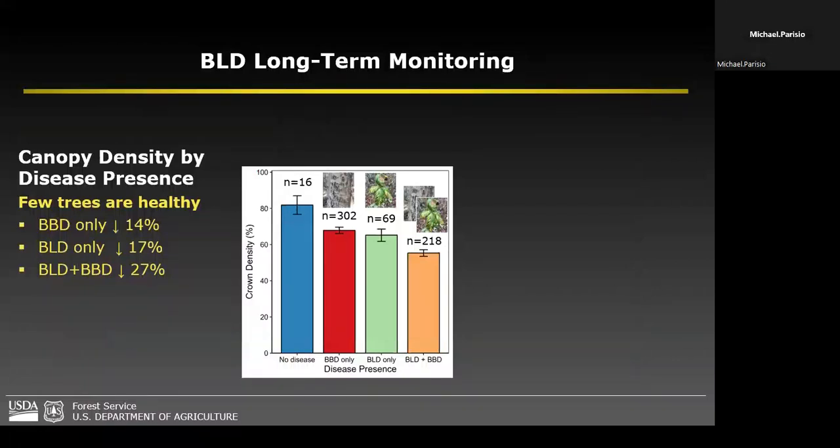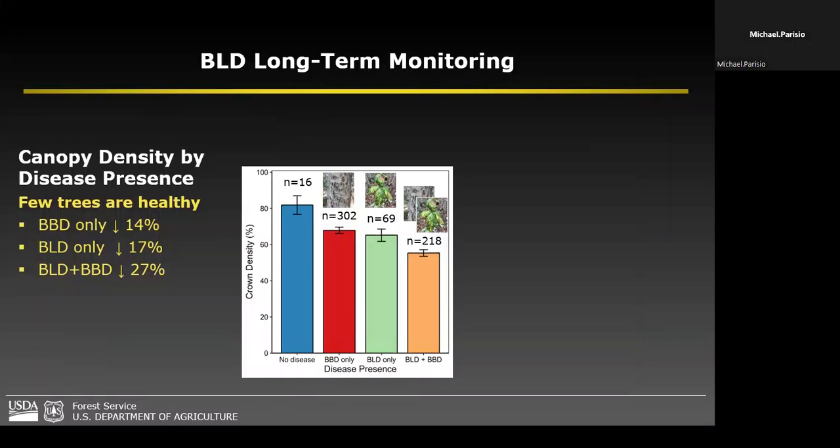So what this figure is showing here is the relative crown density between different disease combinations, okay? What you're seeing in blue are trees that don't have any disease. These would probably have some kind of resistance to the bark disease, presumably. And then what's shown in orange are trees that have a combination of the two diseases.